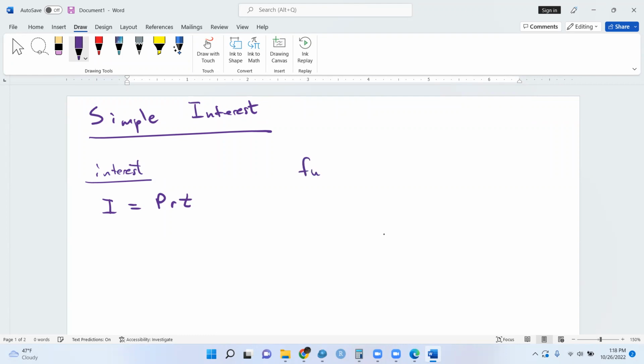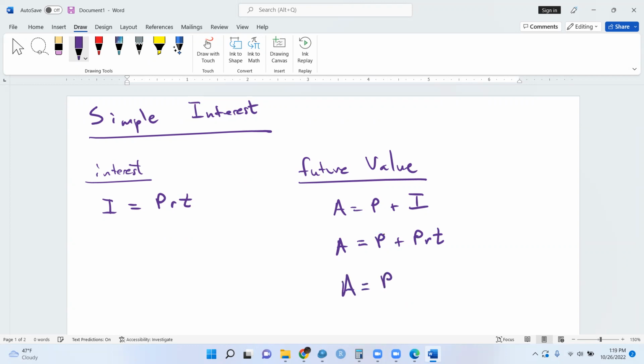And then there was the future value formula, and there were three versions of it that we had. It was A equals the principal plus the interest earned, which is this, or A equals the principal plus the principal times the rate times the time, which is replacing this I with this, or there was the one that, whatever, it was this one, P(1 + rt), right?